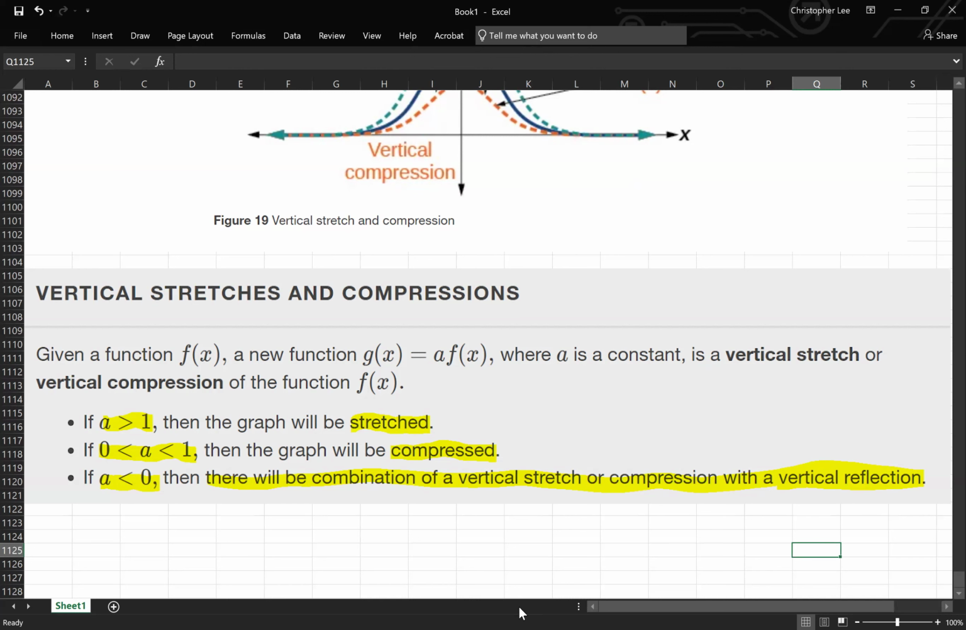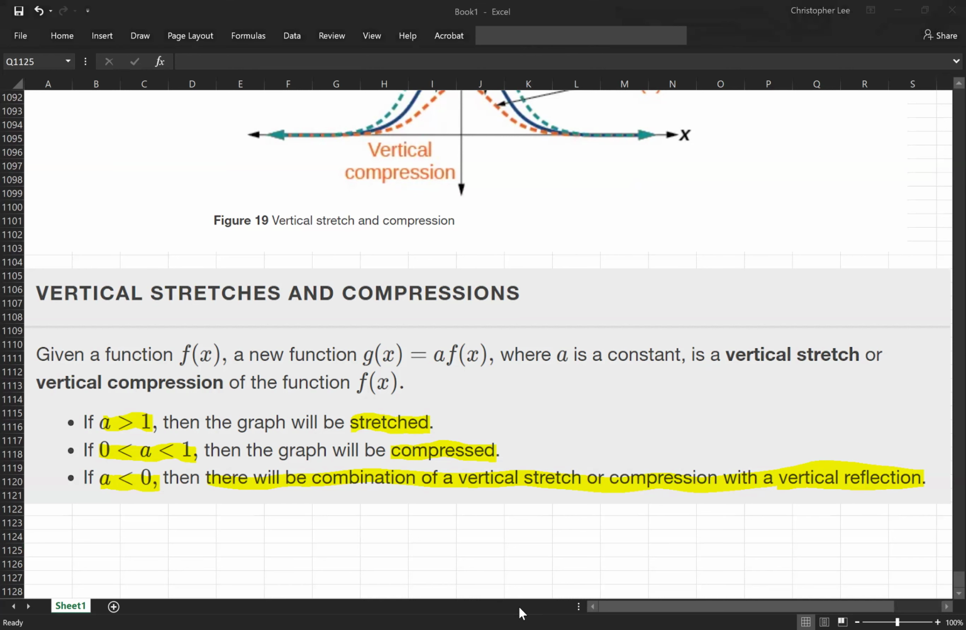So that's that. Does it affect both the y and x axes? No. The a only affects the y. It's either stretching it or compressing it.